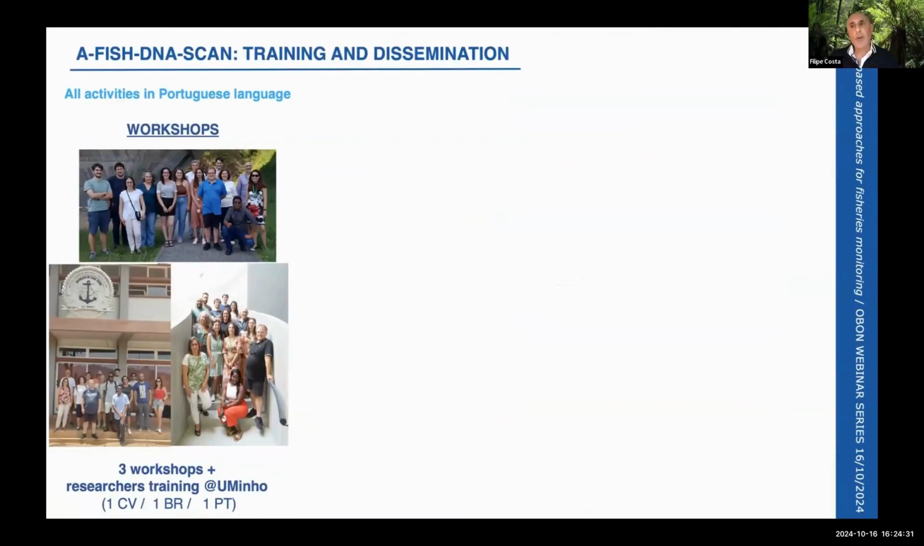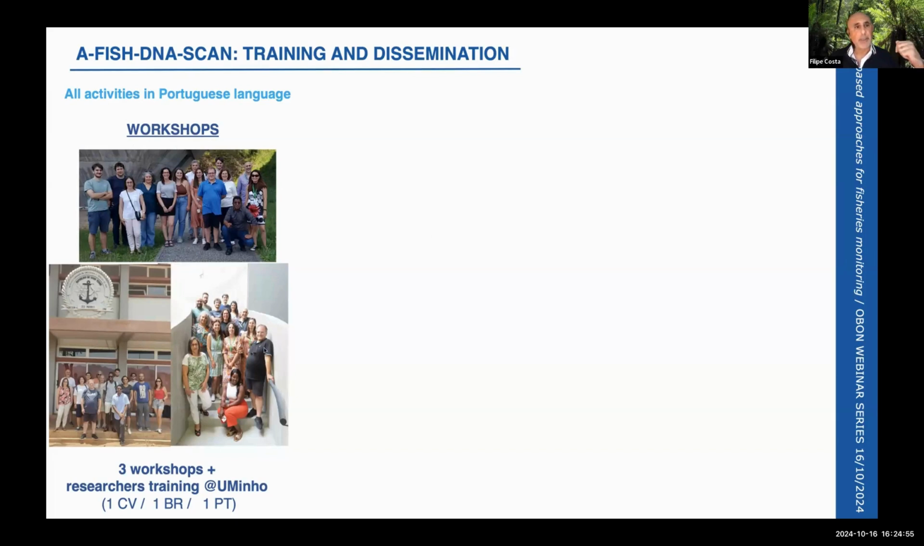But there was more that we did. So this was the scientific part, the main scientific results we had. There's more than this, and you can check our website. But we also did a number of training and dissemination activities. And a key point was that all of these activities were running in Portuguese language.